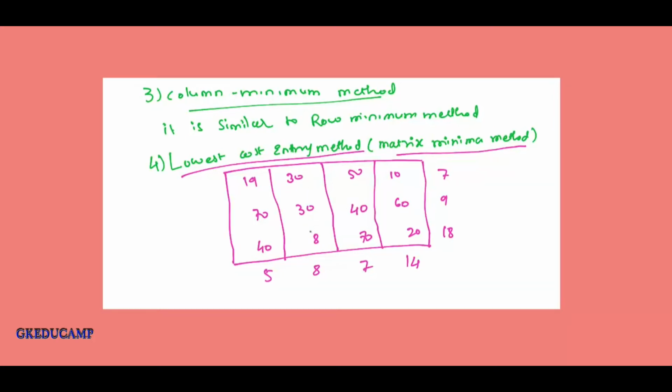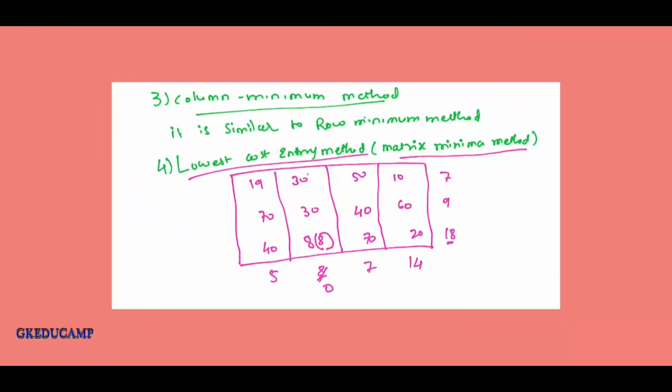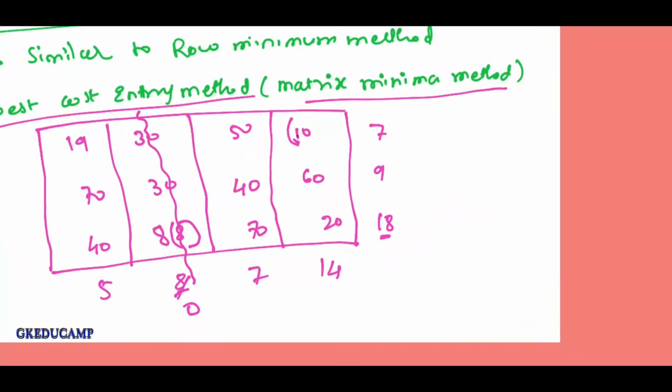Here you have most minimum is 8. So first allocate values to the 8 cell. That is, here you have 8 is the availability and in this row you have 18. So which one is the minimum? 8. So allocate 8 first and here you will get 0, and this whole column will vanish, and remaining minimum in these 3 columns we have 10 is the minimum cell. So here you have availability 7, here 14, so minimum is 7.